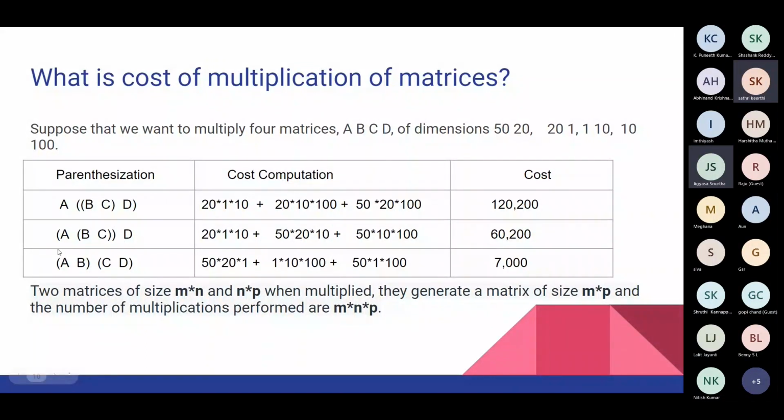And then multiplying the result obtained from AB and CD will be the cost 50 into 1 into 100. So the total cost here will be 7,000.